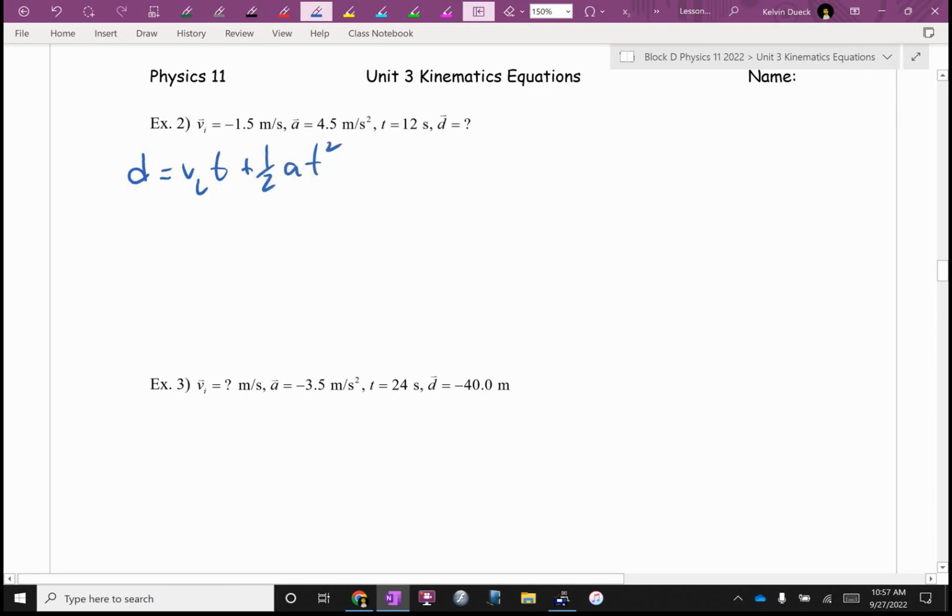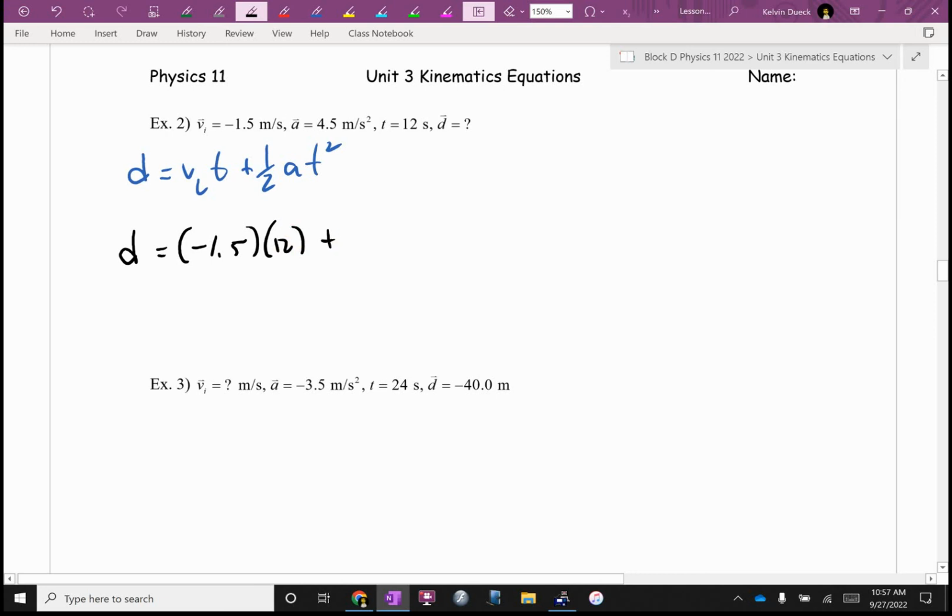Good. What do I need to get by itself? Oh, bonus. It already is. That'll happen sometimes. So we can go straight to plug and chug. What was VI as a number exactly? What was VI as a number exactly? Yep, Jesse. Negative 1.5? What's t? Yep.